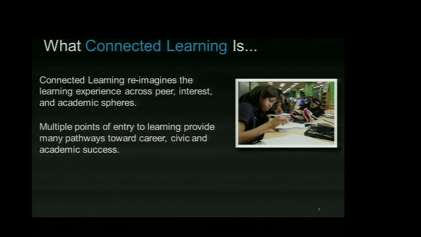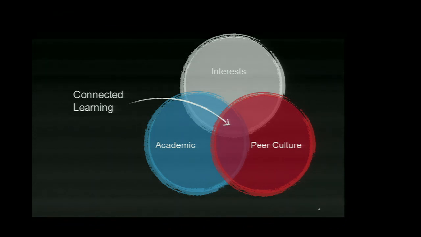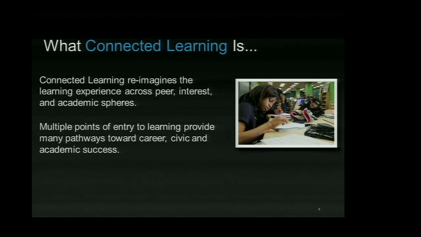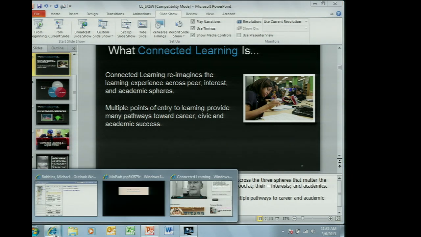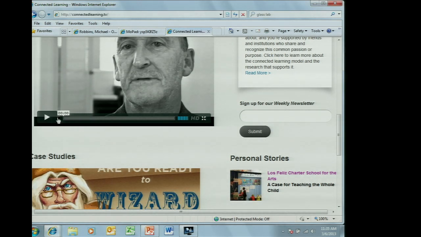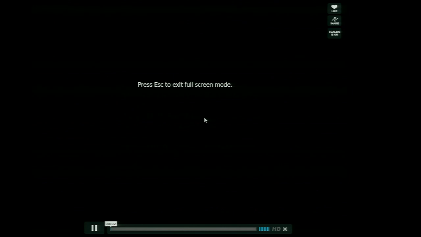So connected learning, first, what is it? Connected learning really reimagines the learning experience across peer, interest, and academic spheres. What we're looking at here is this Venn diagram. This is the simple definition: we have student interests, we have peer culture and peer interaction, and then we have academic advancement. I'd like to take a minute to show a video from a website that's really our intro video to connected learning. It's about 7 minutes. I show this to everybody I can anyway and hope that you do the same. The way you get to this is through connectedlearning.tv, and it's just on the main page. So we'll pull it up if you can give us some audio here.